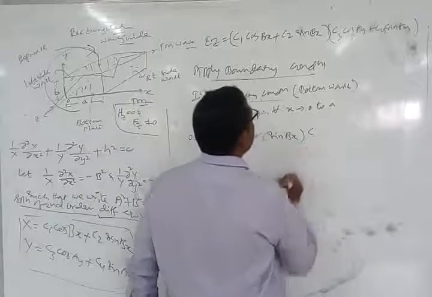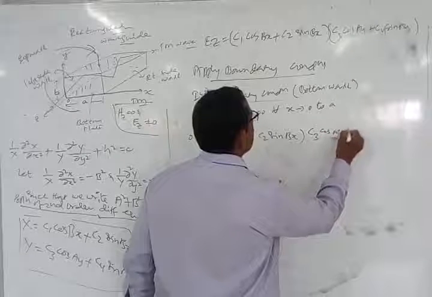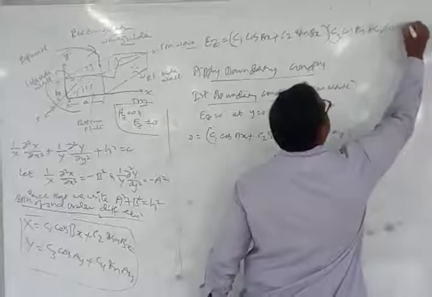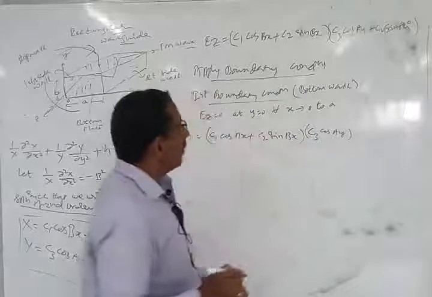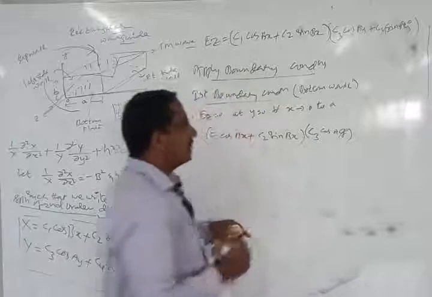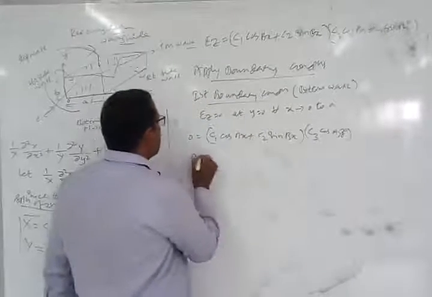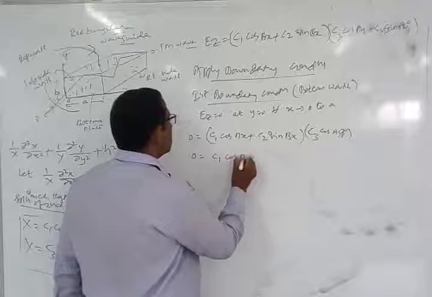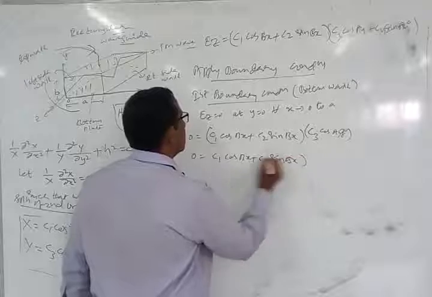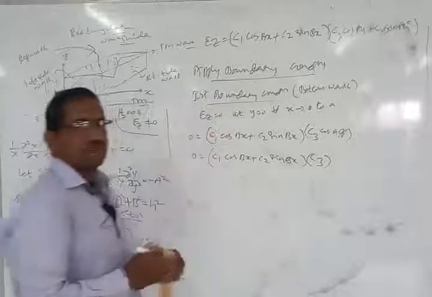Then here what will I be having? C3 cos ay, right? Whereas this component is 0, right? Now this y is 0 here. If y is 0, what will happen now? Cos 0. What is cos 0? It is equal to 1. So therefore the equation is going to be simply C1 cos bx plus C2 sin bx times C3. This is the equation I have.